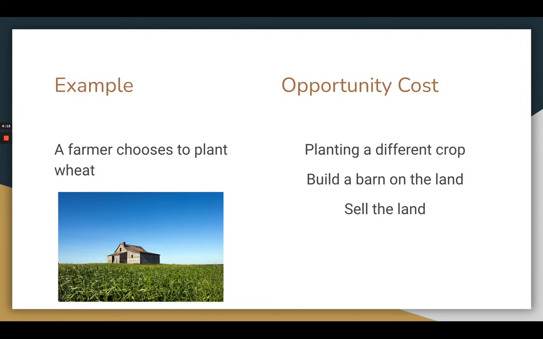An opportunity cost of choosing to plant wheat is that you don't get to plant another crop. An opportunity cost of planting wheat is that you're not building a barn on the land. An opportunity cost of planting wheat could also be that you can't sell the land. So opportunity costs could be many coming out of one decision made.